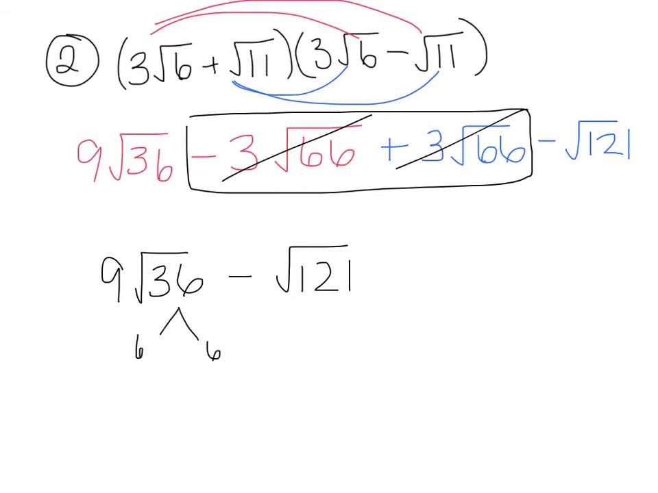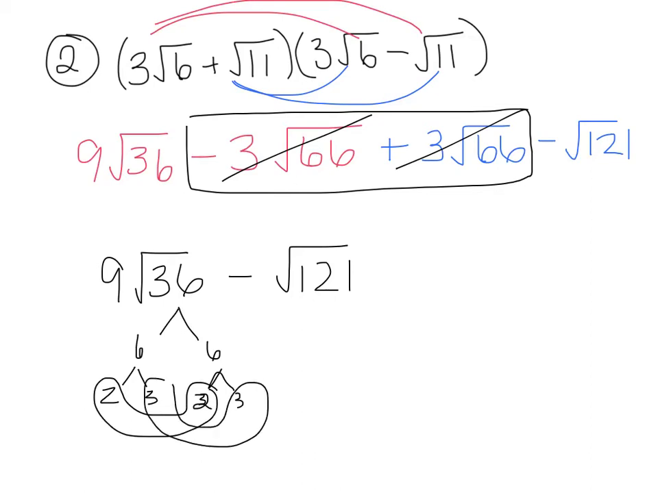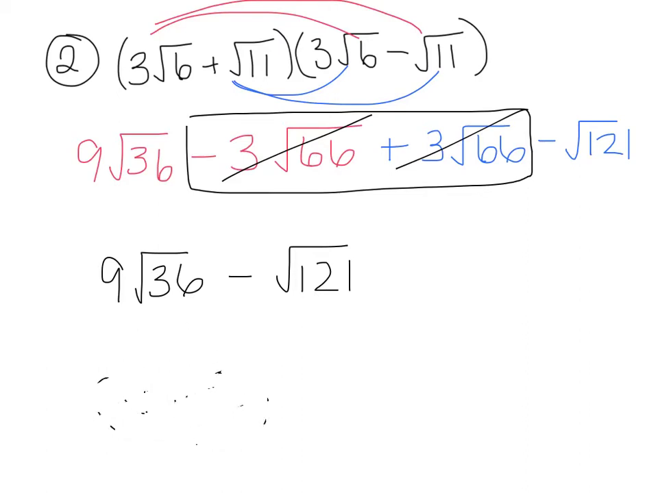So at that point, you could break it down into 2 and 3, 2 and 3, so you have a pair of 2s, and you also have a pair of 3s. But you don't need to do all that if you recognize that 36 is a perfect square, and 6 times 6 equals 36, so the square root of 36 is 6. So in reality, this is just 9 times 6 here.